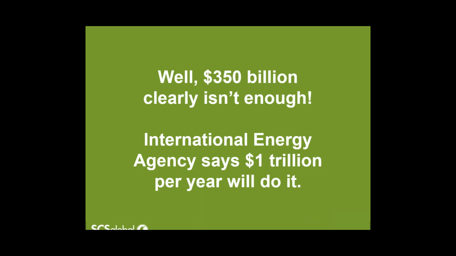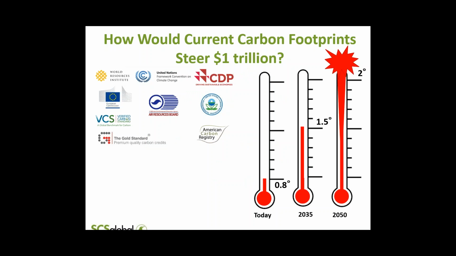And in fact, there are many estimates out there about what people think it would take. The International Energy Agency predicts that about $1 trillion per year will probably do it to reduce CO2 emissions dramatically. Now, what would these current carbon footprints do with $1 trillion per year? I'm certainly a business person, and if I see $350 billion per year not being spent that well, I might wonder, well, what are we going to get for additional investment under this current system?